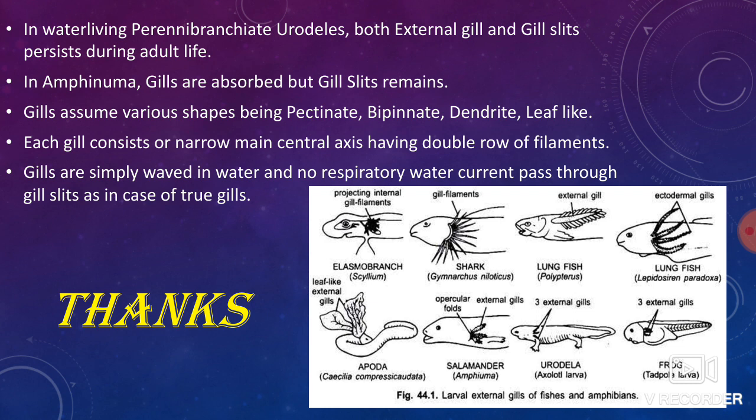Each gill consists of a narrow main central axis having a double row of filaments. Gills are simply waved in water and no water current passes through gill slits as in the case of true gills because they are thoroughly vascularized by aortic arches.